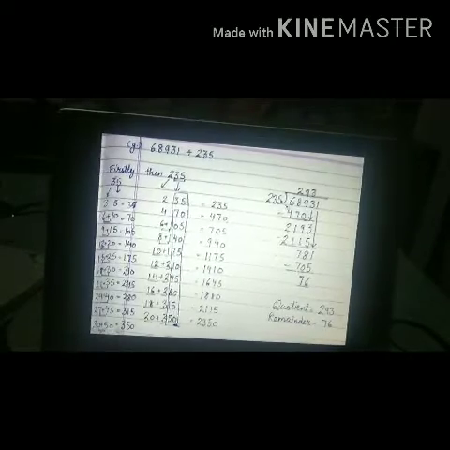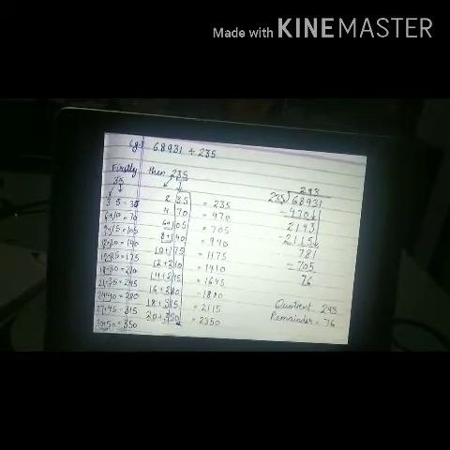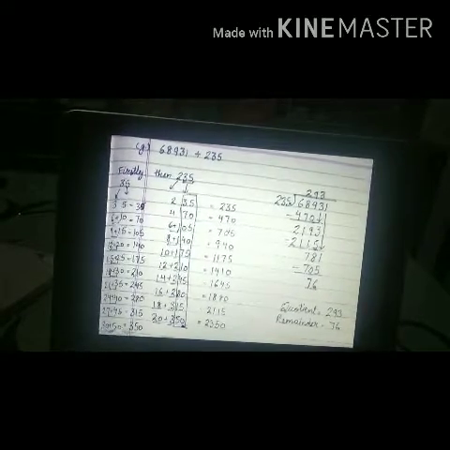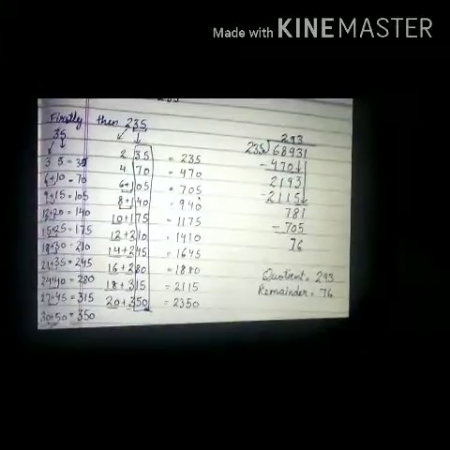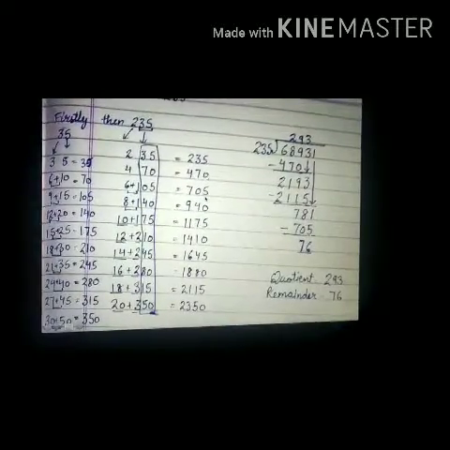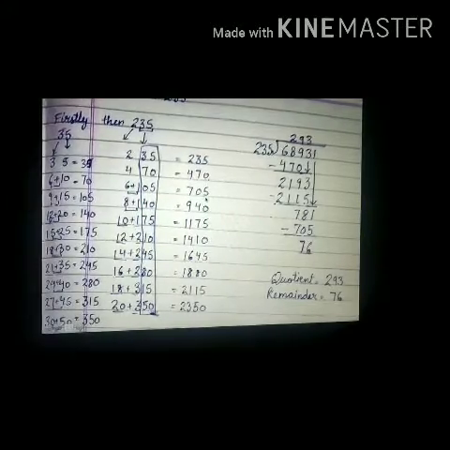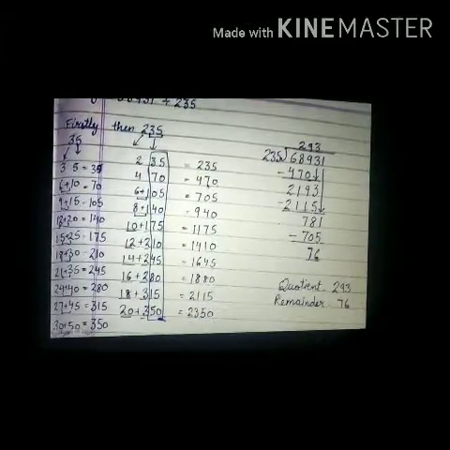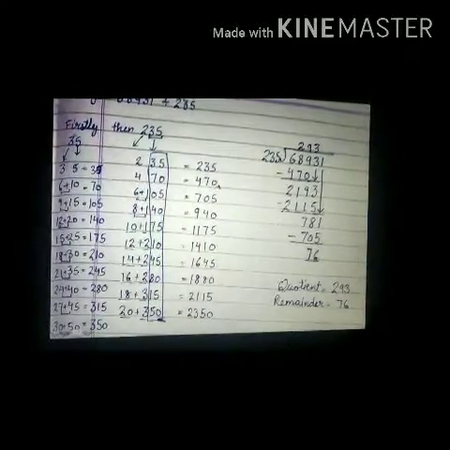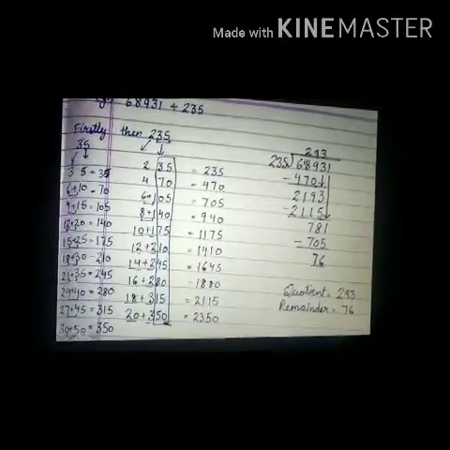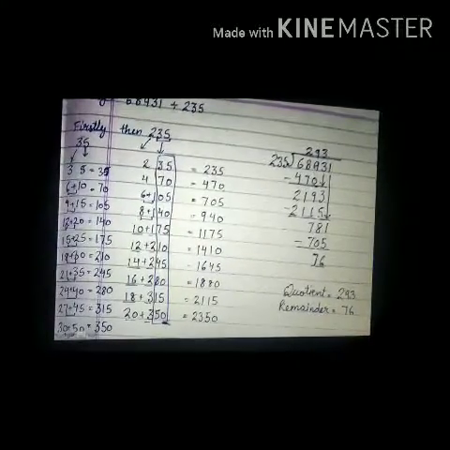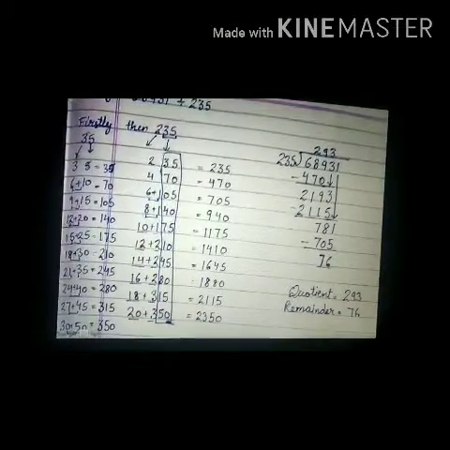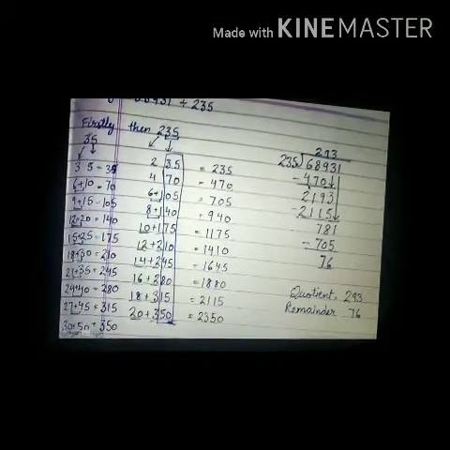689 is greater than 235. So we'll start by looking at the table for which term. The third term is 705 which is greater than 689, so we'll divide it by 2. So we'll write 2 here and 470 here. Then we'll subtract: 9 minus 0, 9, 8 minus 7, 1, 6 minus 4, 2.